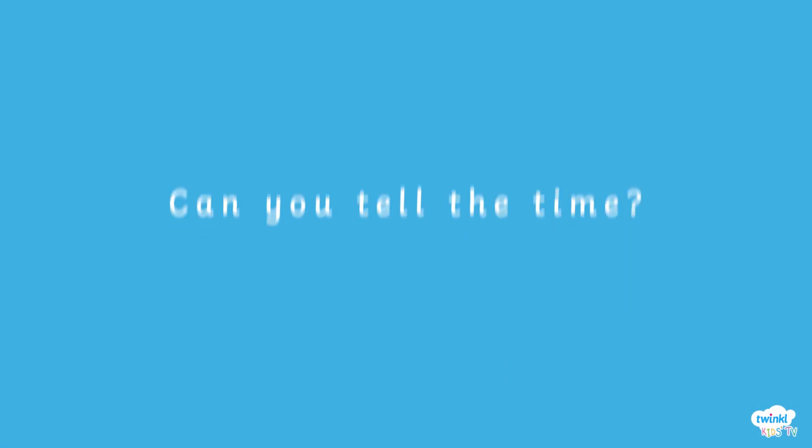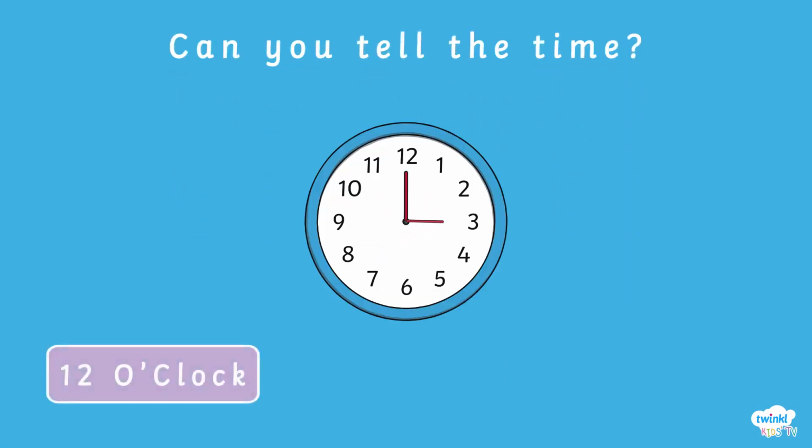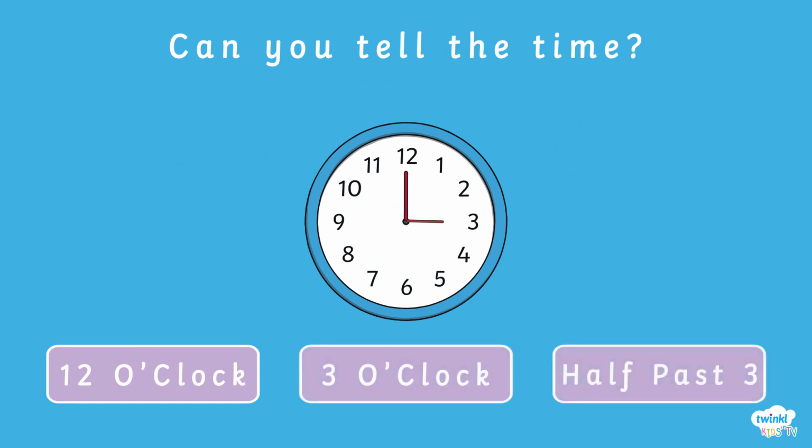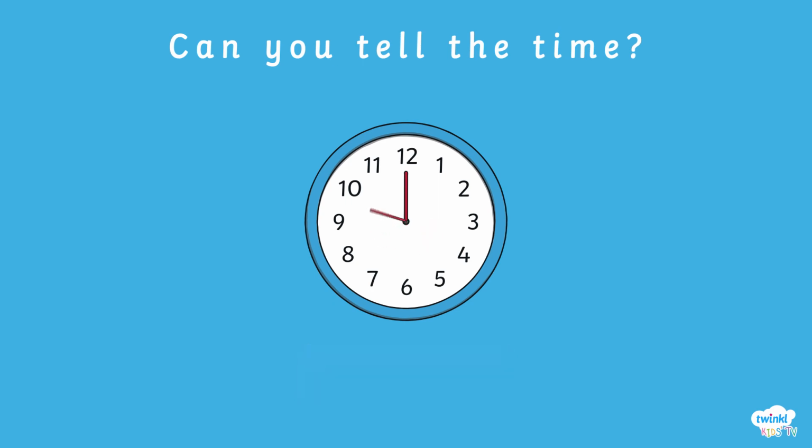Can you tell the time? Is it 12 o'clock, 3 o'clock, or is it 3:30? It's not 3:30. It's 3 o'clock.